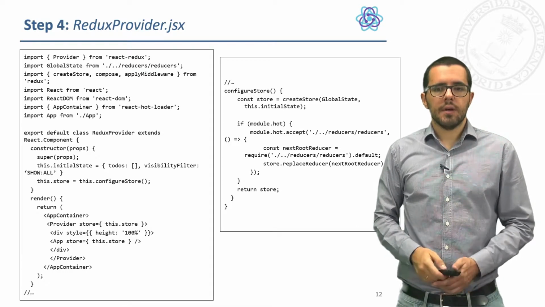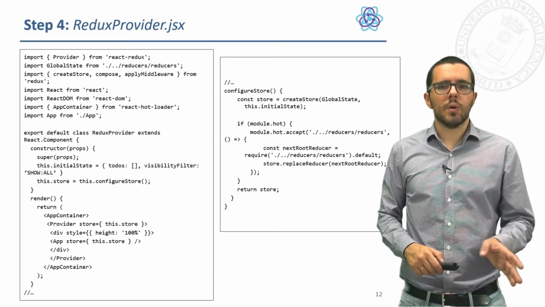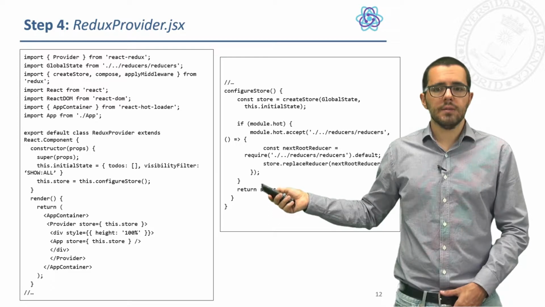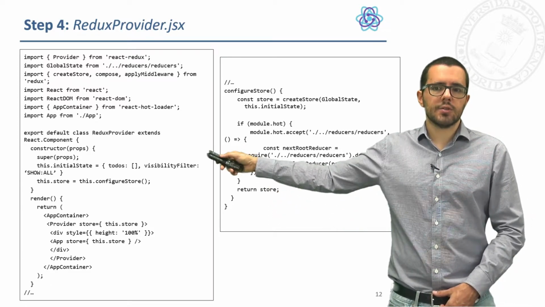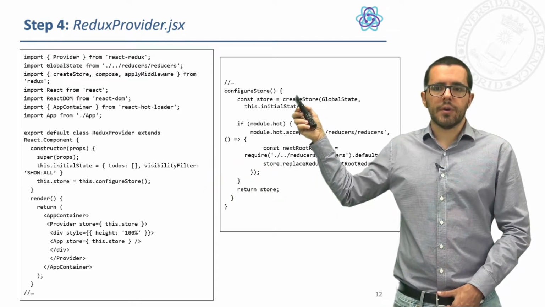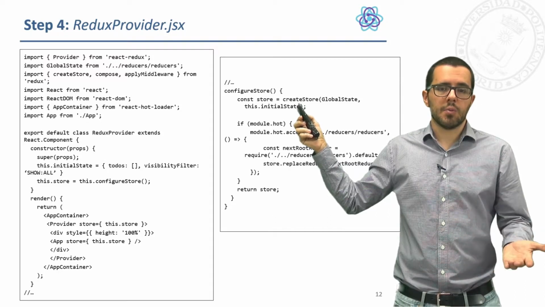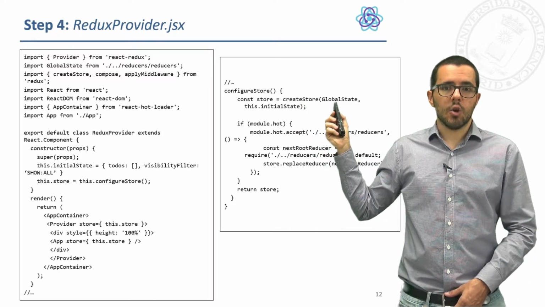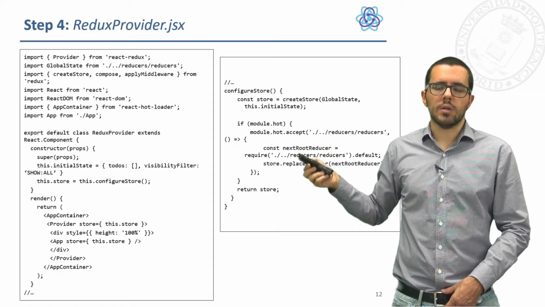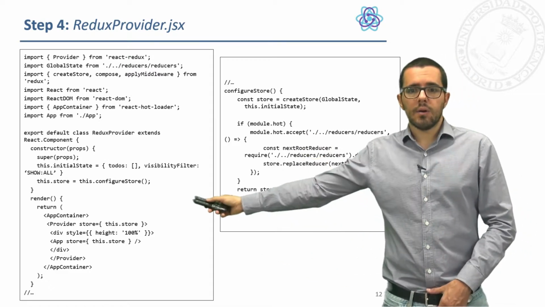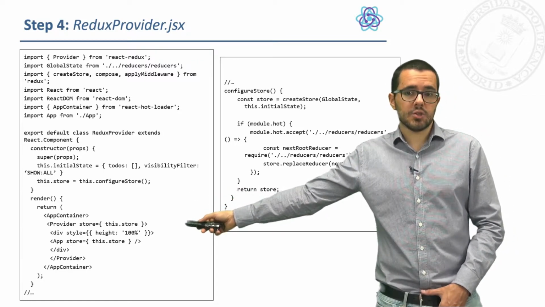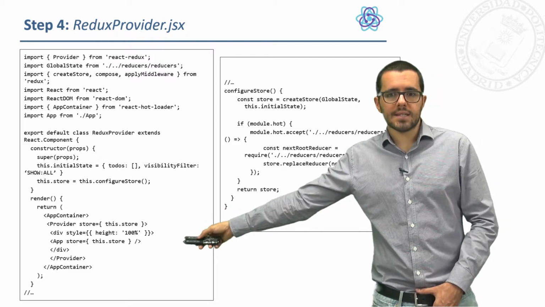Well, the Redux provider. This seems very complicated, but it's always the same. We usually copy and paste this kind of component. This is just a component that has a constructor to set the initial state and configure the store. The store is configured with a createStore method that Redux provides us, that receives the global state, the root reducer, and the initial state. And this is for hot reloading, always copy and paste. And this component has a render method with the provider that receives the store, remember, and our app inside.